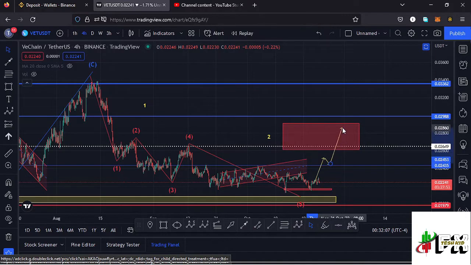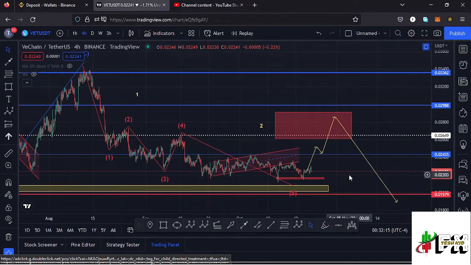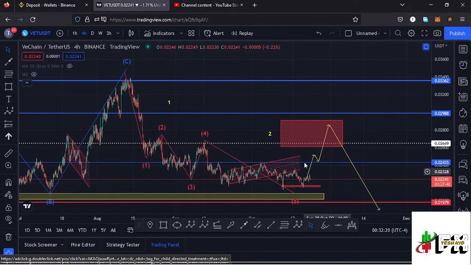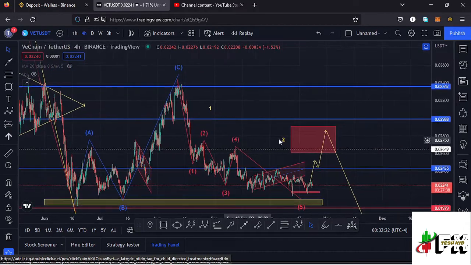And once we maximize the formation of that second wave, then we can expect a very impulsive movement to the lower side in the formation of a wave 3, and that would mean lower lows could be coming our way here on the Vechain chart.